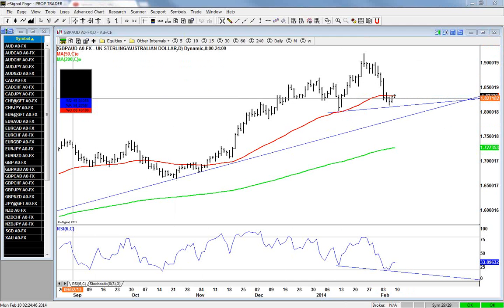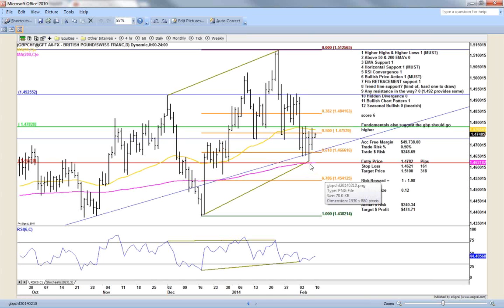Pound Swiss. Your stop should be under here. That's where your stop is, the red line. That's where you should have, not under the 61.8, under there. And there's your fib. Not sure what you're trying to tell me there. That's convergence. Bullish chart pattern. Don't know what that is. Not sure why you're giving it a point. Fundamentals suggest the pound should go high. Yeah. If that's your stop, I hope that's not your target. That's your minor resistance.